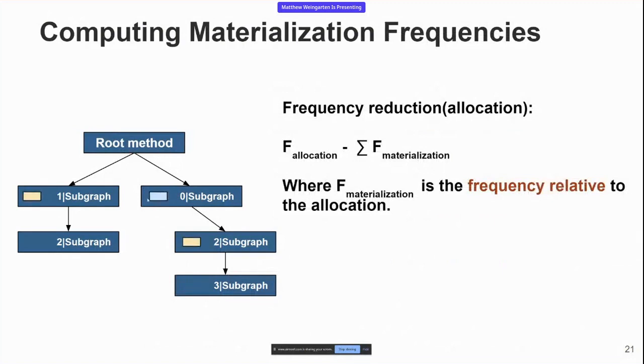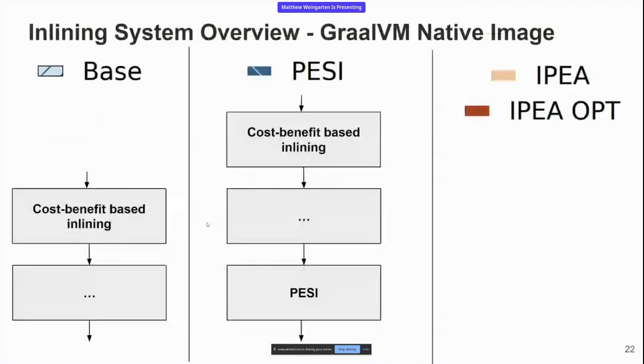So here, if you can see in the subgraph 0 node, for example, if we have the allocated object here, and we have two materializations in subgraph 1 and 2, then we can compute the relative frequencies of all of these materializations. And then based on this, we can apply a boost function to this entire subtree in which we virtually injected the state. Now, this is just boosting the function.